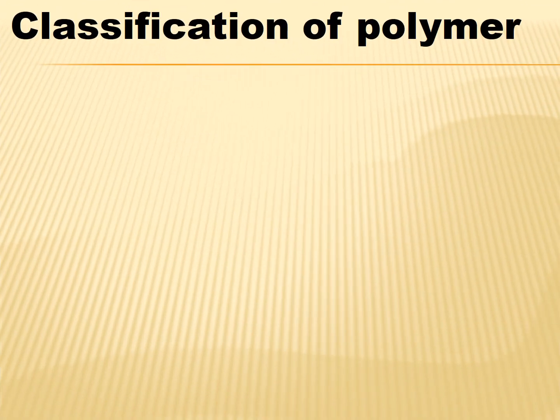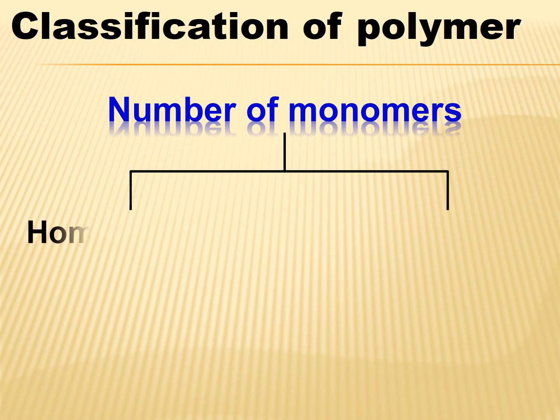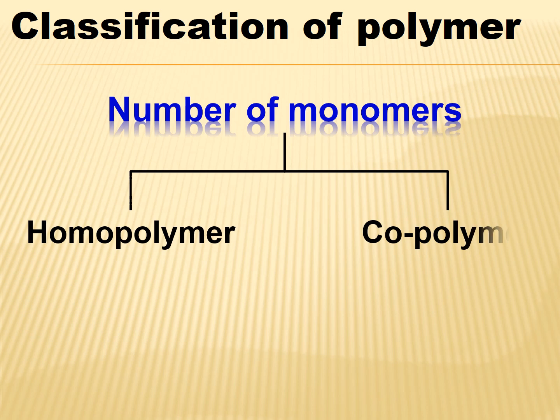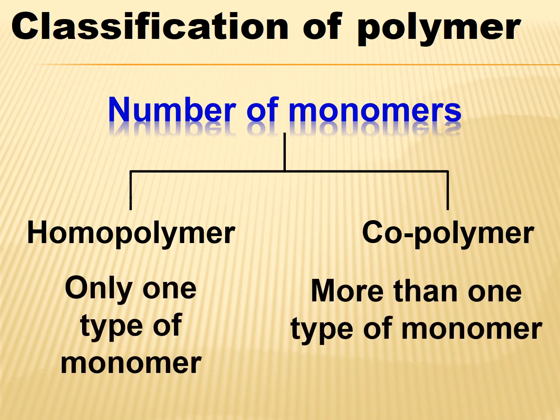On the basis of the number of monomers, we can classify a polymer into again two categories. If there is only one type of monomer, that is called homopolymer. Only one type of monomer, like for example polyethylene, that contains only one monomer, so that is called homopolymer. If there are more than one type of monomers, then that is called a copolymer.